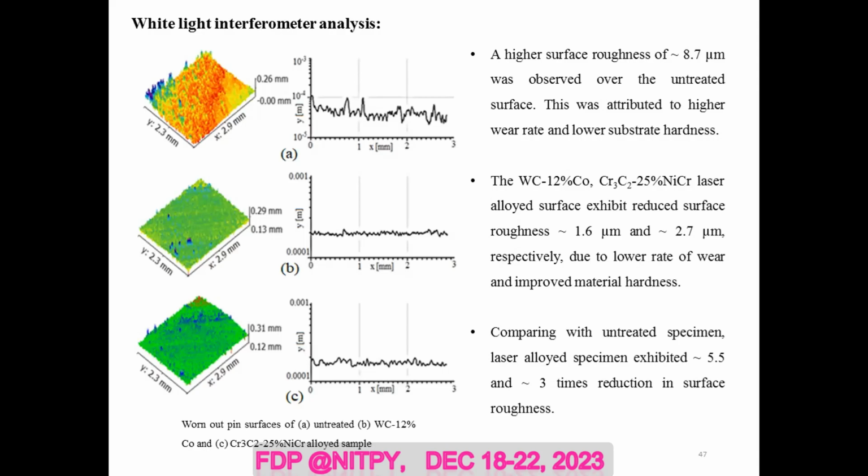And when you come to the laser alloyed surfaces, figure B and figure C, they show roughness of 1.6 micrometer and 2.7 micrometer. Because in this, a lower wear rate occurred, and also the material hardness was improved after the laser alloying process. Then, when comparing with the untreated specimen, the laser alloyed specimens exhibited 5.5 and 3 times reduction in the surface roughness.